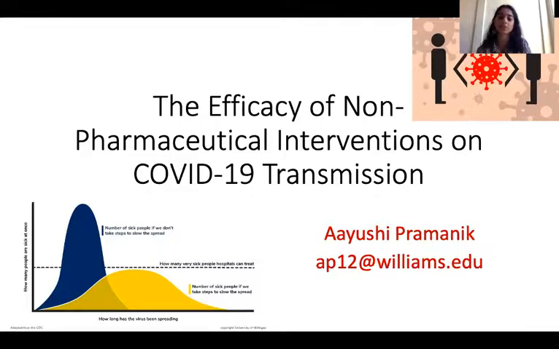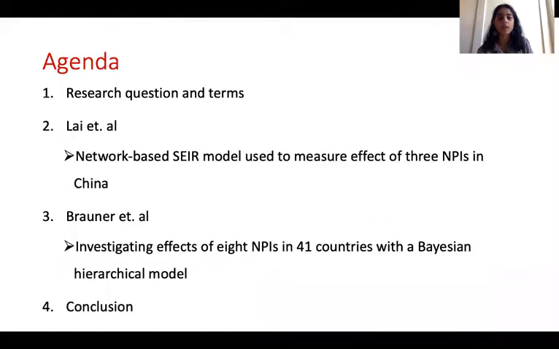So just going through the agenda, I'll be starting with the research question and some important terms. Then I'll delve into two different studies that have this research question of what the efficacy of COVID-19 NPIs are. The first study, Lai et al., will look at a network-based SEIR model, and the second study, Bronner et al., will look at a Bayesian hierarchical model. And then finally, I'll conclude and provide some further thoughts.